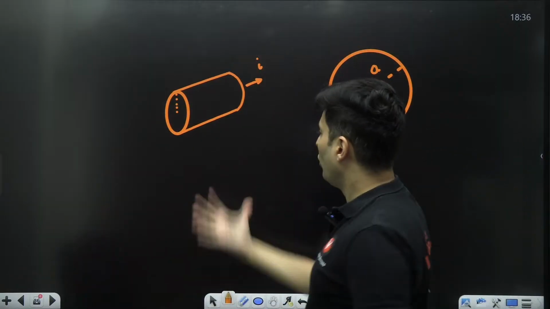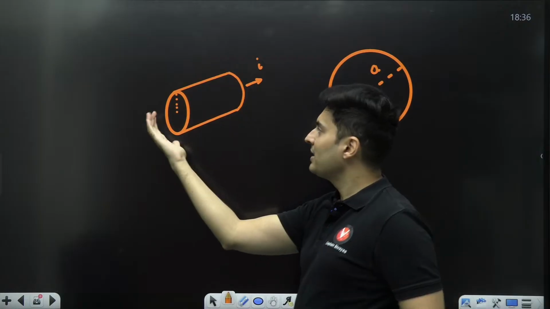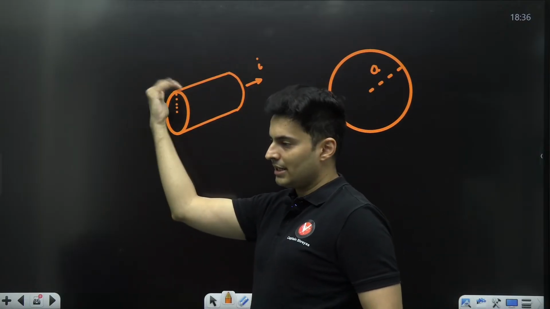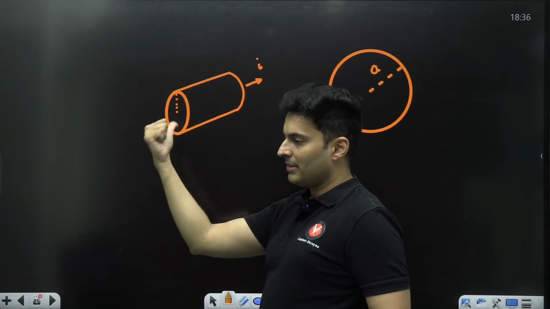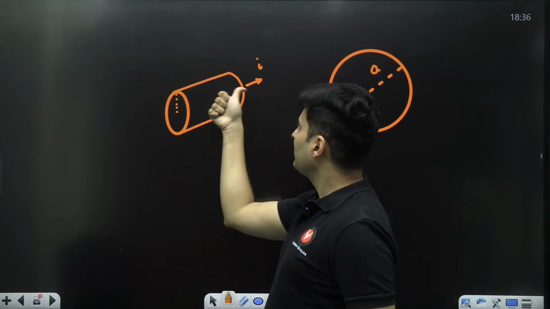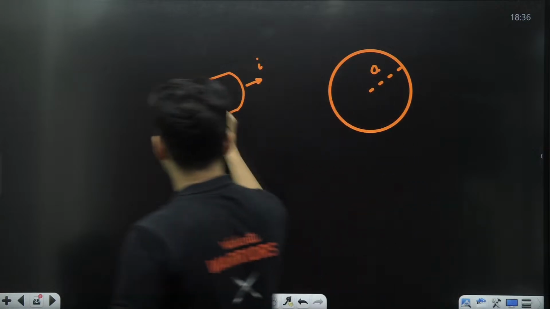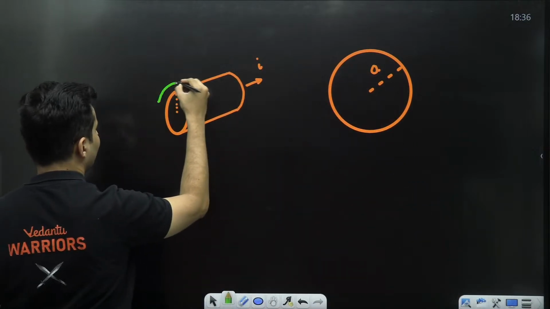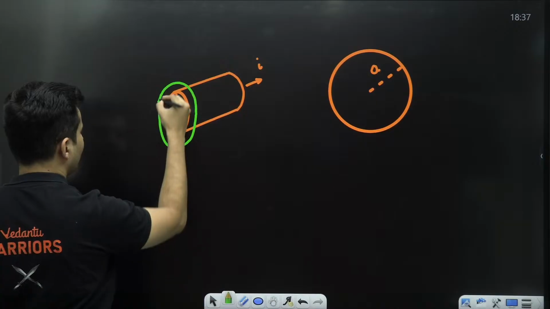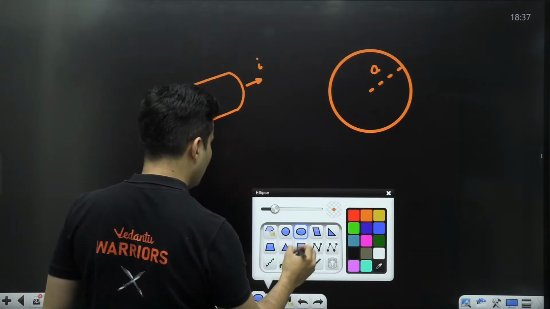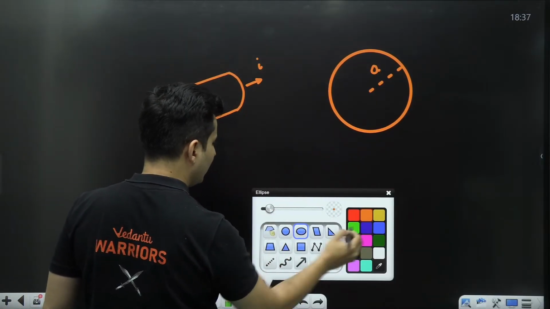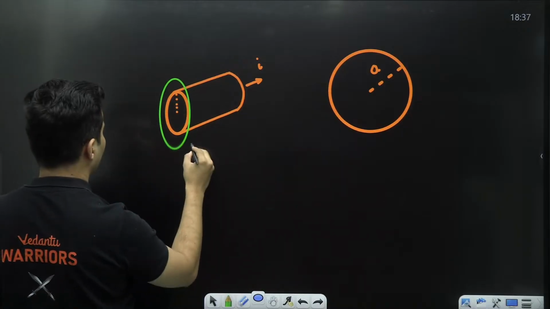Now, if you hold the thumb in the direction of the current, you can see the fingers are curling like this. Hold the thumb in the direction of the current. You will see the fingers are curling like this. That means around this, there will be magnetic field lines in this particular manner. So definitely there will be magnetic field lines around it like this.